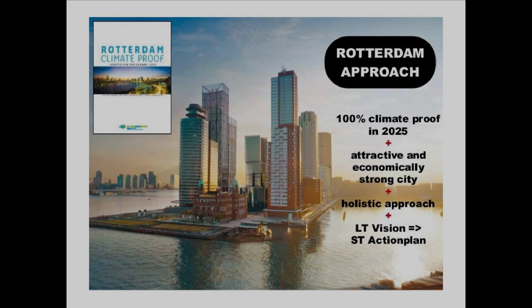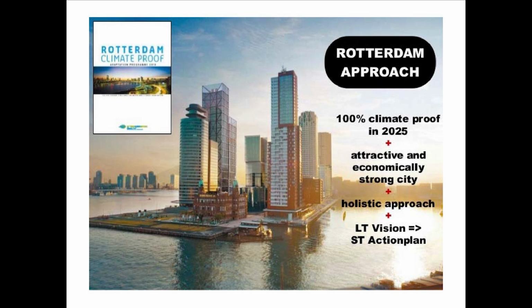So beginning in 2001, we see several interconnected programs emerge, and the goals of both of them deal with both climate mitigation and climate adaptation. So the Rotterdam Climate Initiative seeks to reduce CO2 emissions by 50% by 2020, and the adaptation plan seeks to make Rotterdam climate-proof by 2025.